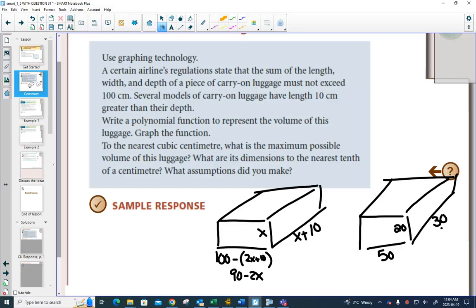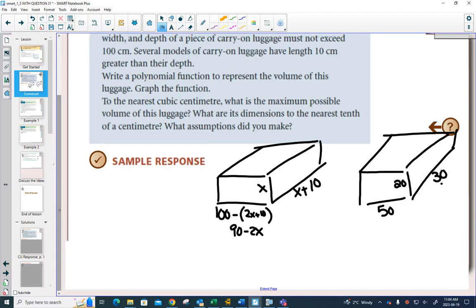Now that we have those dimensions with our algebra, we can say, well, the volume is just length times width times height, so I'd have 90 minus 2x times x plus 10 times x. And that creates an equation for our volume.